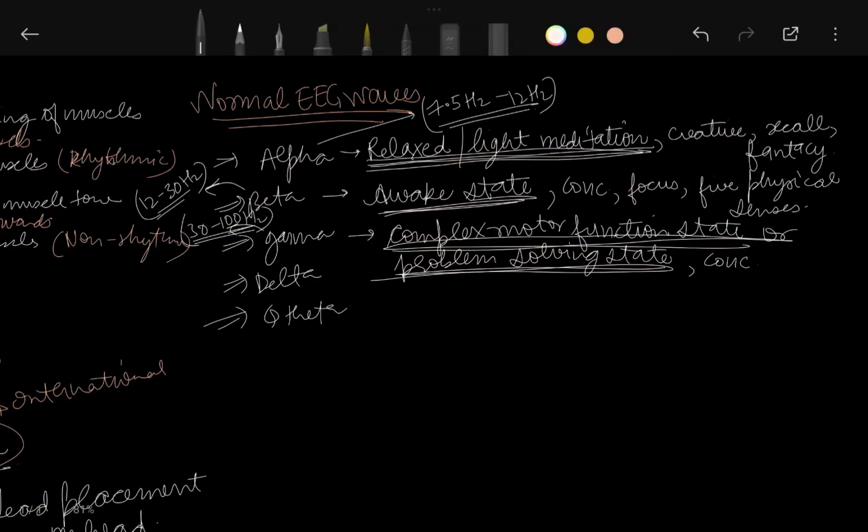Okay, alpha 7.5 to 12. It is a relaxed state. Beta a bit more, 12 to 30. Gamma, I think it has the maximum number of waves, 30 to 100, because my brain is performing complex motor function state.